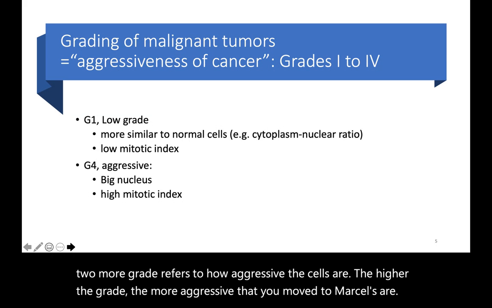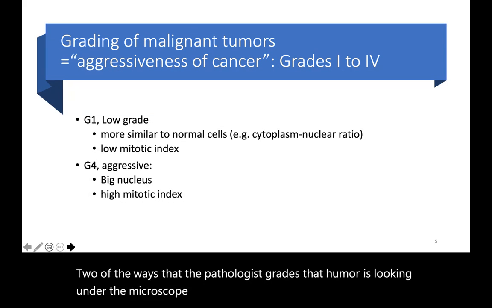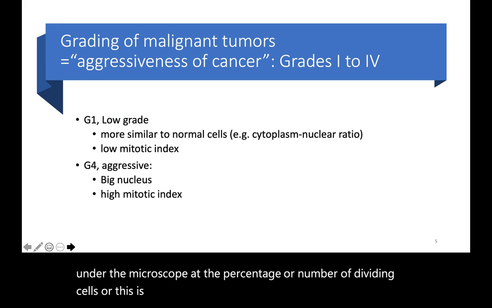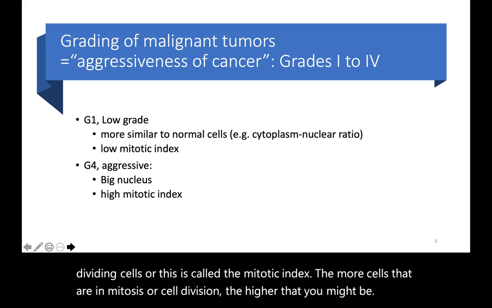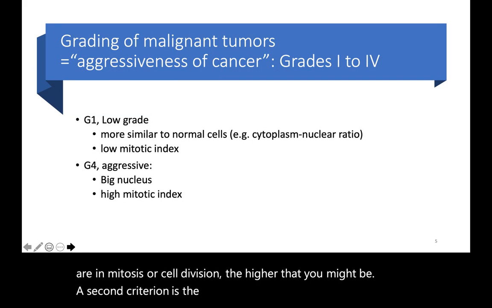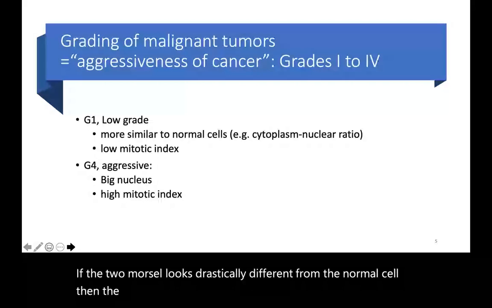Two of the ways that the pathologist grades the tumor is looking under the microscope at the percentage or number of dividing cells, or this is called the mitotic index. The more cells that are in mitosis or cell division, the higher the tumor grade. A second criterion is the morphology of the tumor cell. If the tumor cell looks drastically different from the normal cell, then the higher the grade of the tumor.